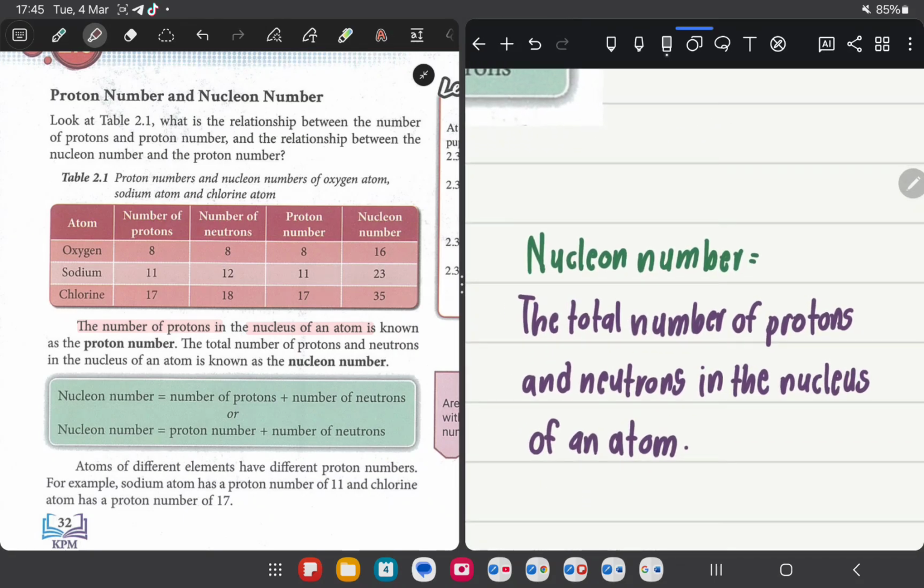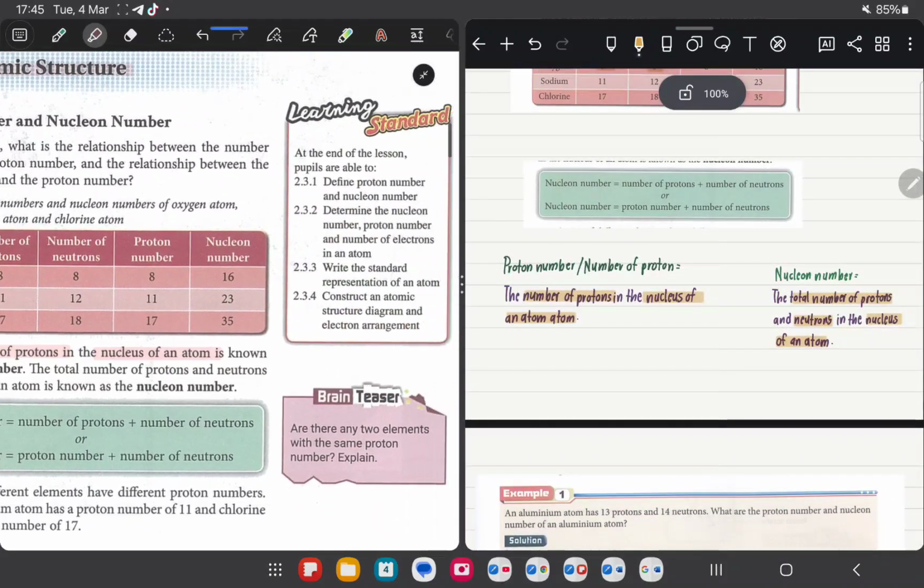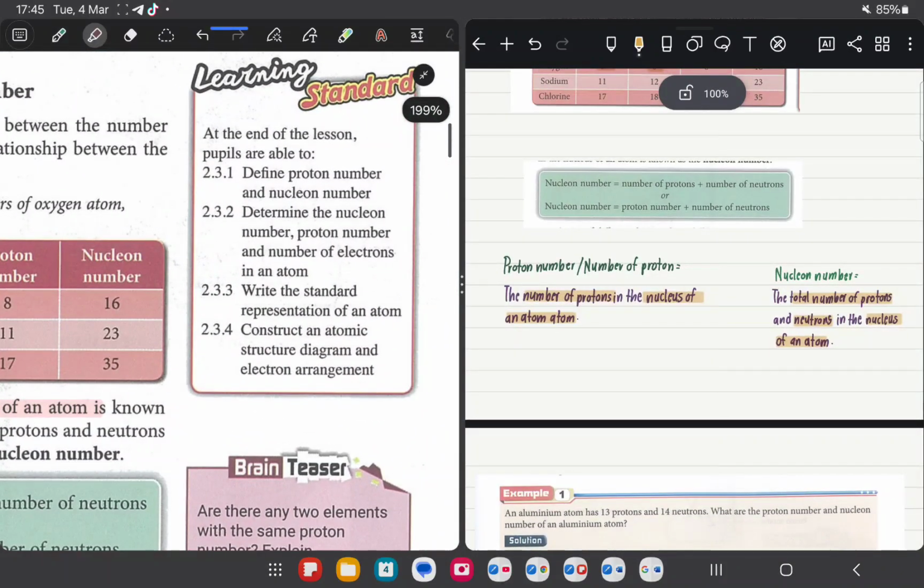Okay, so for now you must understand the meaning. For nucleon number, it is the total number of protons and neutrons in the nucleus of an atom. So this is what you should explain for now. I think you already get your first learning objective: define proton number and nucleon number. So this is the definition for your proton number and nucleon number.